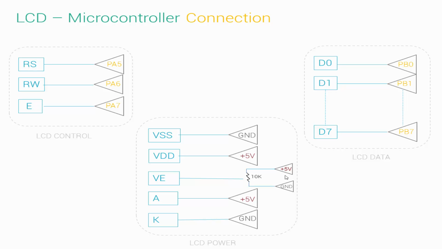And in order to control the contrast, we have to connect this pin to the middle leg of a potentiometer. And then we connect the left and right legs of the potentiometer to the +5 voltage supply and the ground. So this creates the potential difference. Then we can move the potentiometer to adjust the contrast. So we're going to use this map of connections to make our work really easy when we start coding.